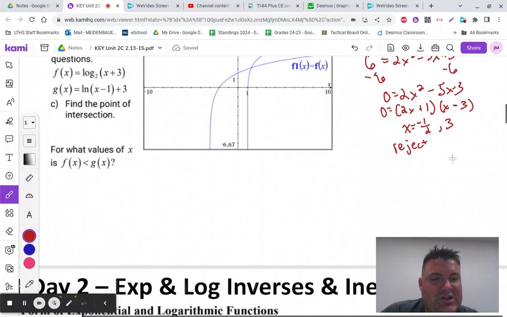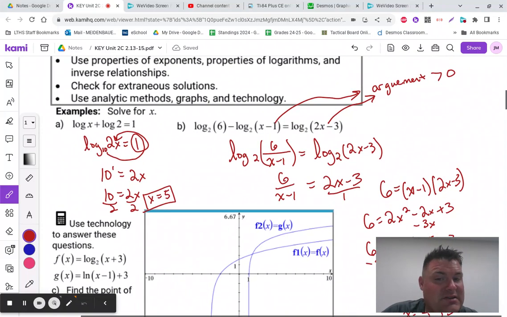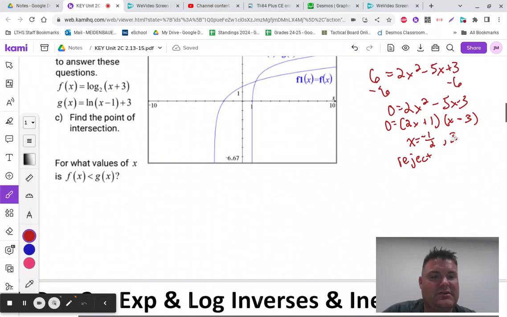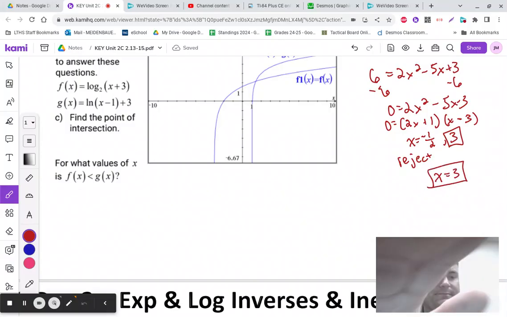There we go. So we're going to reject negative 1/2. All right, do I reject 3? If I plug a 3 back in, on the left hand side my argument is going to be a 2 when I plug in a 3. Then the right hand side, my argument is going to be a 3, which is totally fine. So I reject negative 1/2, but not 3. Okay?